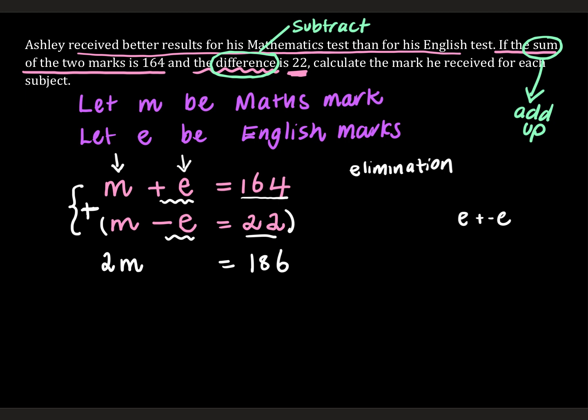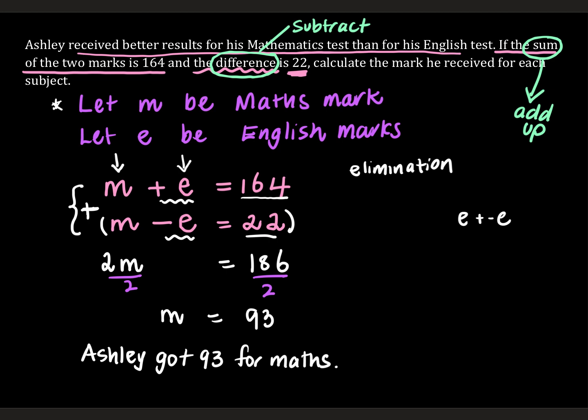How do I do that? I'll divide both sides by 2. Then that will give me M equals 186 divided by 2, which is 93. Now I have to go back now. What is M? What did I say at the beginning? Let M be his maths mark. So I got, right, Ashley got 93 for maths.